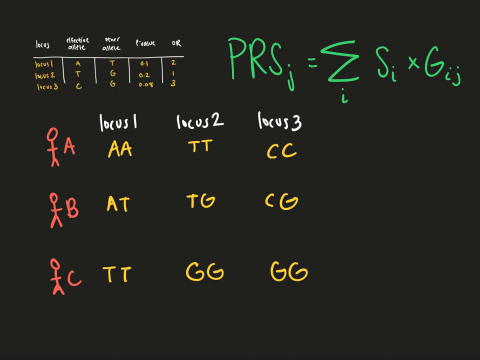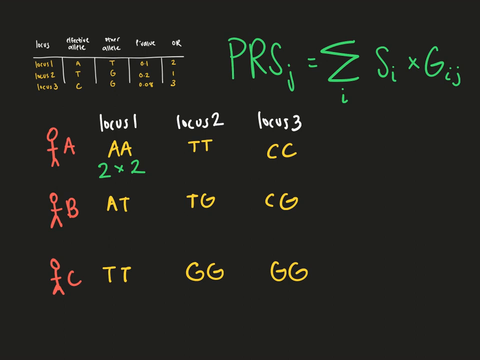So for locus 1, I know that the effect size, or the odds ratio of locus 1, is 2. And I also know that the number of effective alleles at this locus in my individual is 2, because this person is homozygous AA, and A is the effective allele that has that risk of 2. I can keep going down the line here and calculate that same value for the second locus.